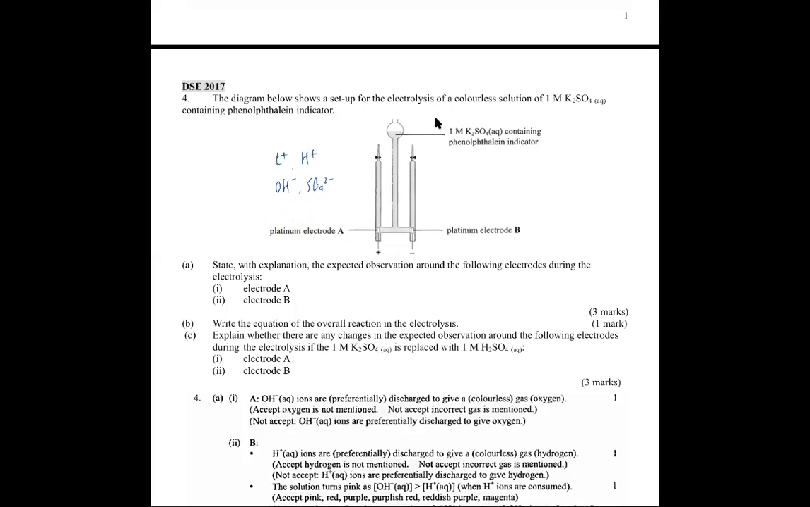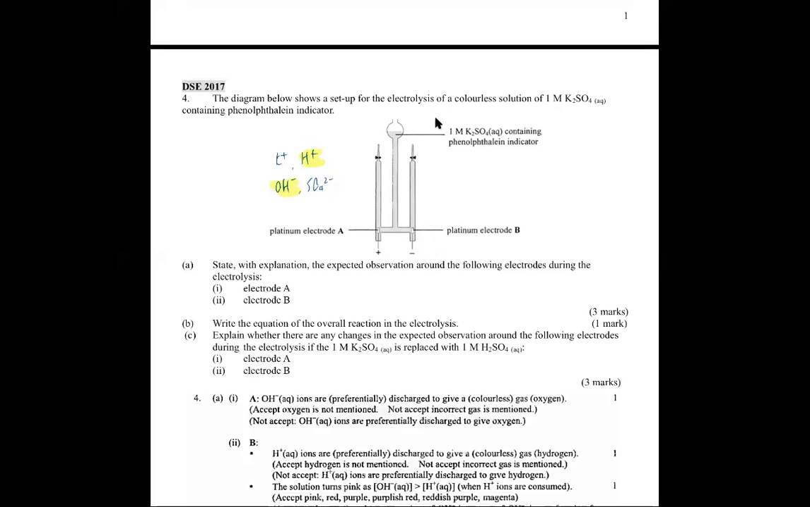Because electrode A is connected to the positive side, negative ions should be attracted to here. So hydroxide and sulfate ion should be attracted to A, and potassium ion and hydrogen ion will be attracted to B. And then if we compare the strength of each pair, we should know that it will be the hydrogen ion and also the hydroxide ion that get preferentially discharged.